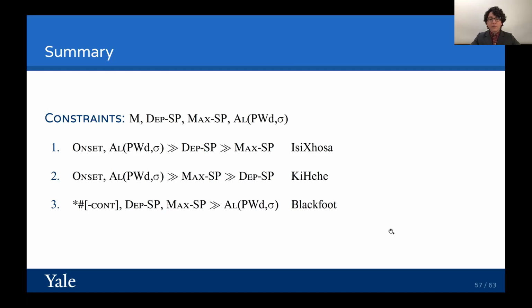And given a factorial typology of these, then Blackfoot is exactly a predicted language. So it's a language that violates the alignment between prosodic word and syllables and maintains alignment to the best of its ability between syntax and prosodic elements.